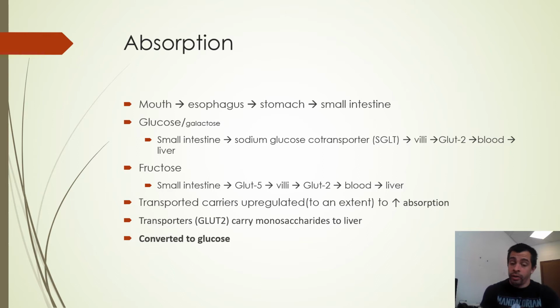Fructose is a little different, in that fructose does not rely on SGLT. Fructose enters the villi through another protein carrier called GLUT5. And then from there on out, it's very similar to glucose, where it enters the blood through GLUT2 and then is carried to the liver. It's important to note that through training, our transport carriers can be upregulated to an extent. This upregulation of GLUT2, GLUT5, and SGLT really occurs through training.